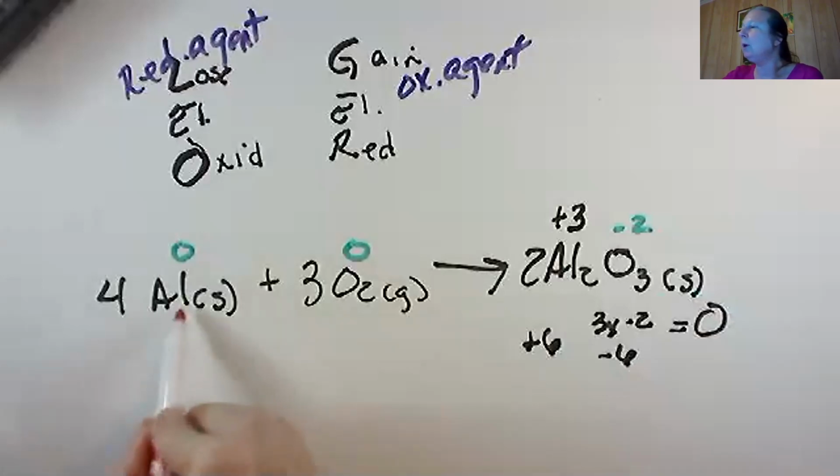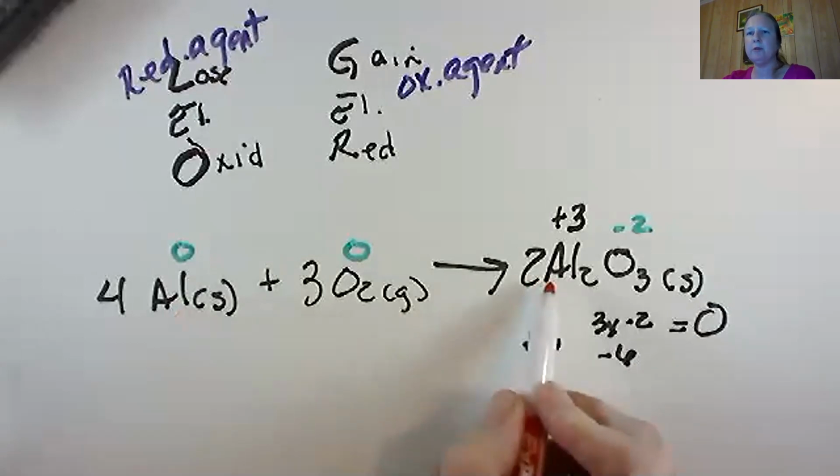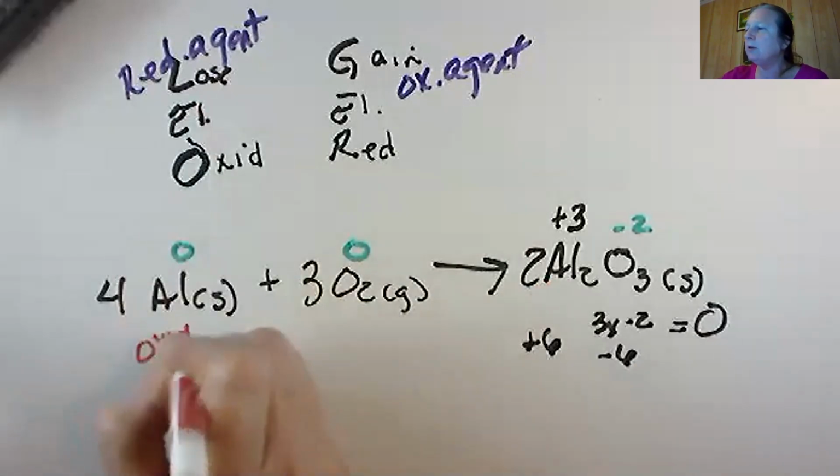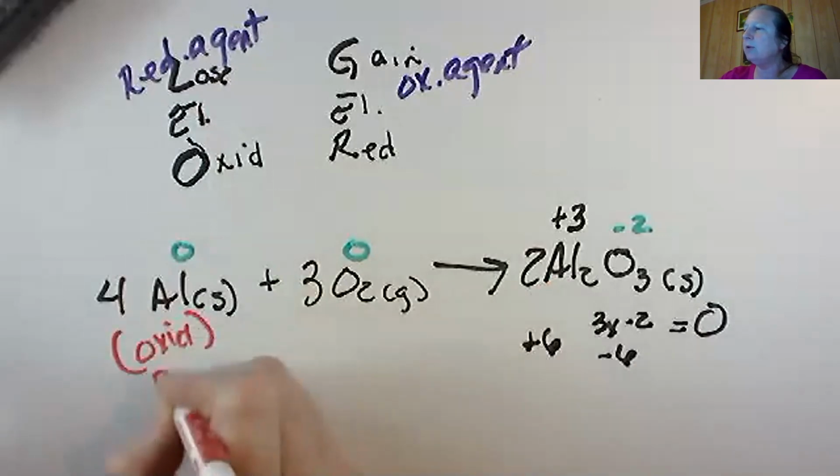So my aluminum went from a 0 to a +3. It lost electrons. It lost 3 electrons. It now has more protons than electrons. If it lost electrons, it's oxidized. Therefore, it is my reducing agent.